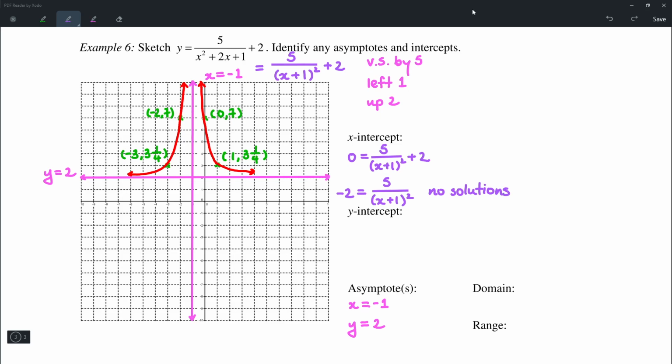And then the y-intercept, if we let x equal 0, we have 0 plus 1 squared, which is just 1. 5 over 1 is 5, and then plus 2 gives us 7, which is this point right here. Okay, so for this graph, the domain, x cannot be equal to -1, and then the range, y is greater than 2.